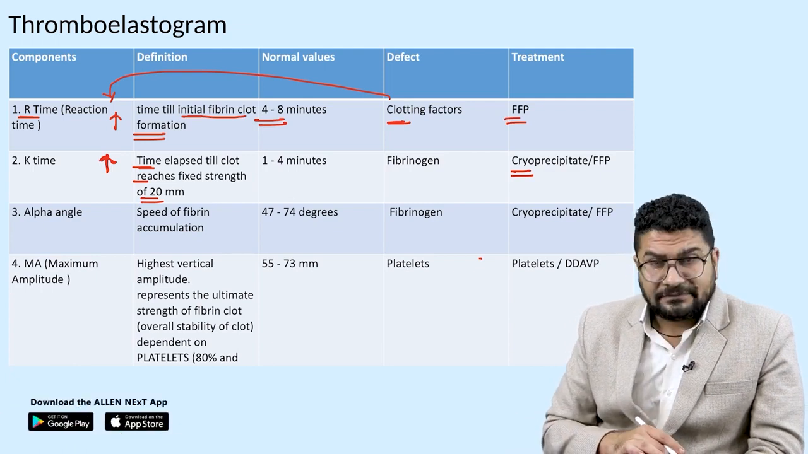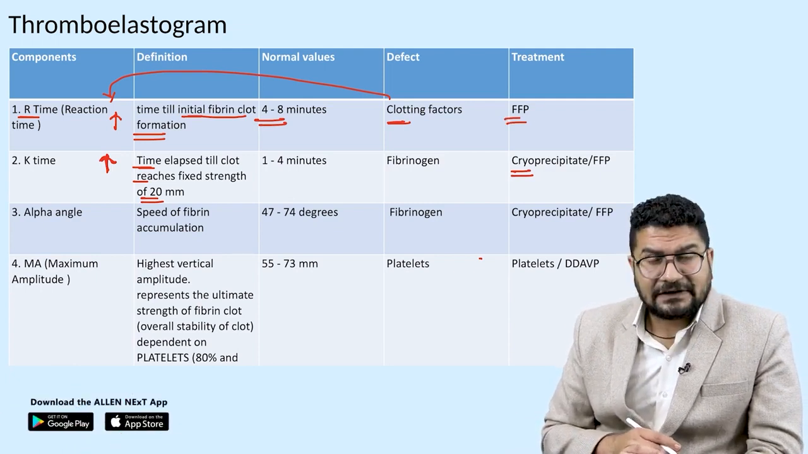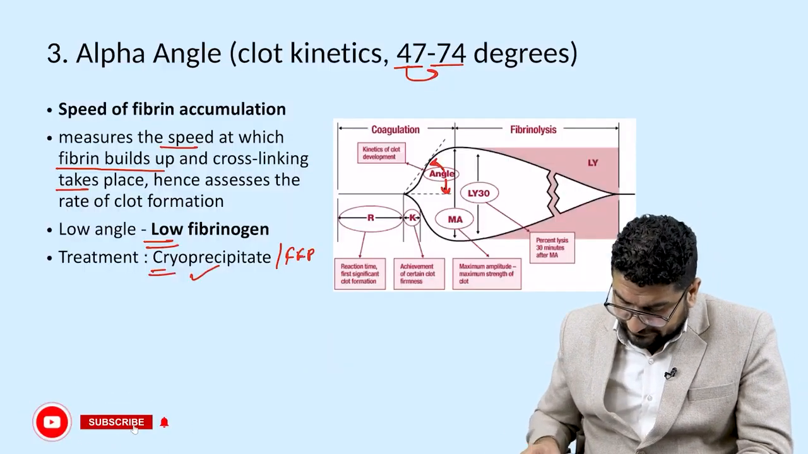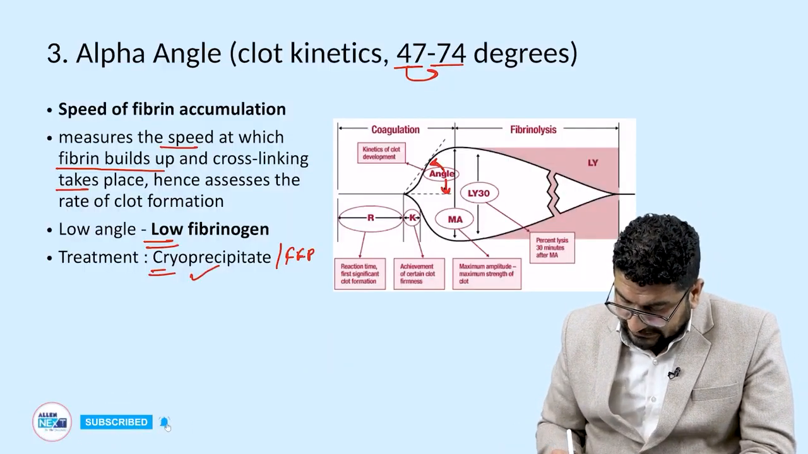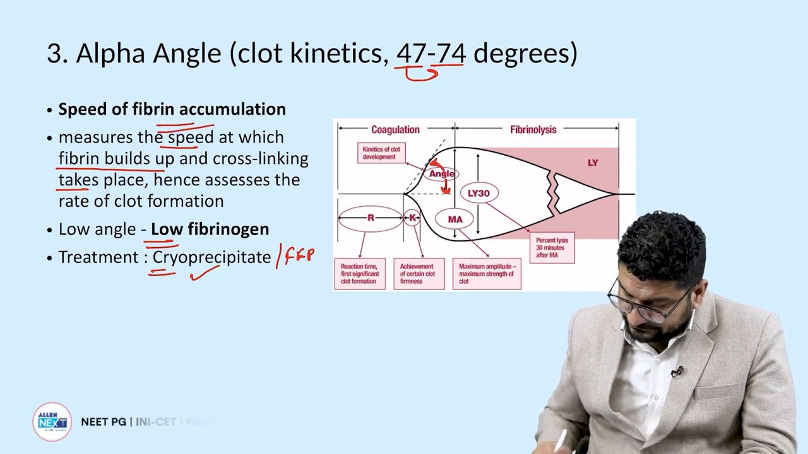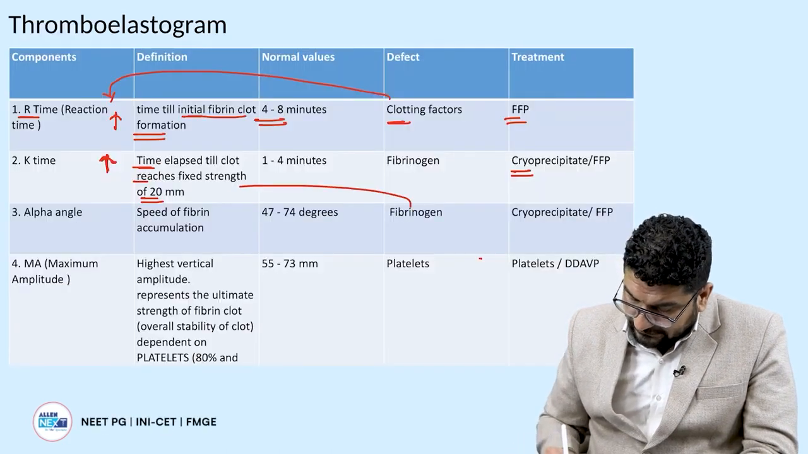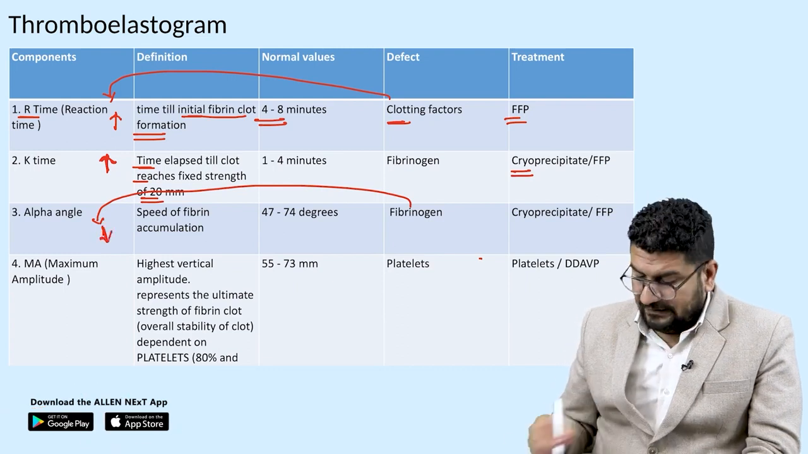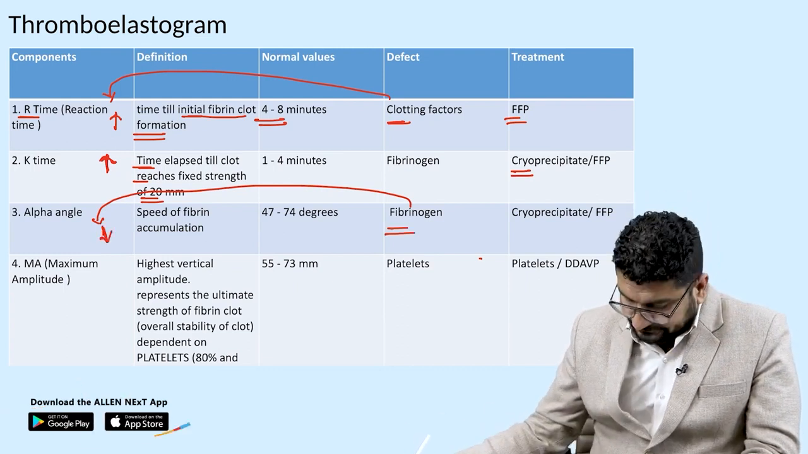Now see alpha angle, it is telling you information on speed of fibrin accumulation. So if you see alpha angle here, this angle will be low or less in case of fibrinogen defect.